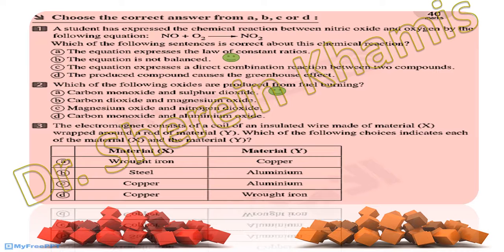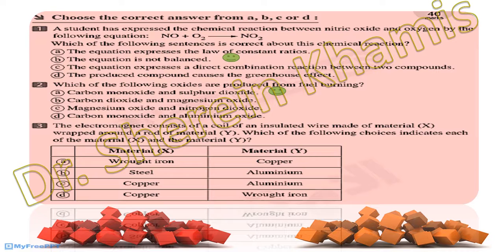Okay, we have another question. The electromagnet consists of a coil of insulated wire made of material X, wrapped around a rod of material Y. We want to know the material of the wire and also the material of the iron rod. Which of the following choices indicates material X and material Y?